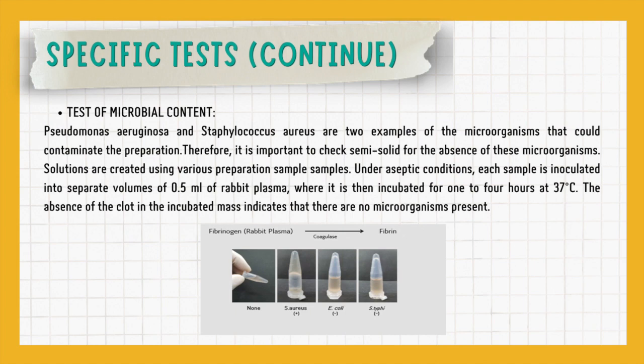Test of microbial content. Pseudomonas aeruginosa and Staphylococcus aureus are 2 examples of the microorganisms that could contaminate the preparation. Solutions are created using various preparation samples.